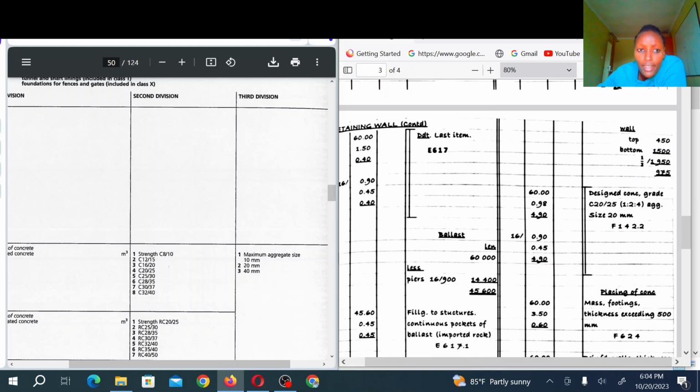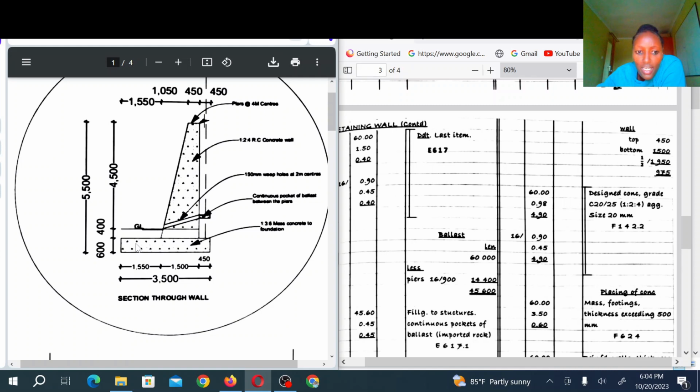In the next one, let's go back to our drawing. We have already provided this concrete. Now let us provide for the concrete in the wall and in the piers. For the wall, we shall take the total length of the wall, which is 60 meters. Then the top of the wall is 450 millimeters wide. The bottom is 1500. So what is the average width for the wall? 450 plus 1500, 1950 divided by 2, 975. So it shall be 60 meters by 0.975.